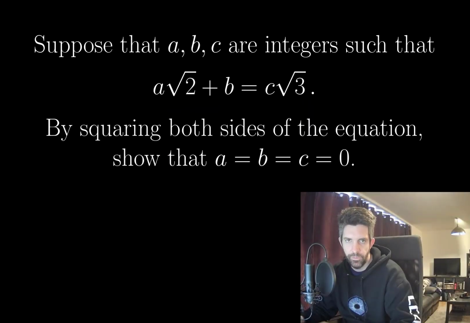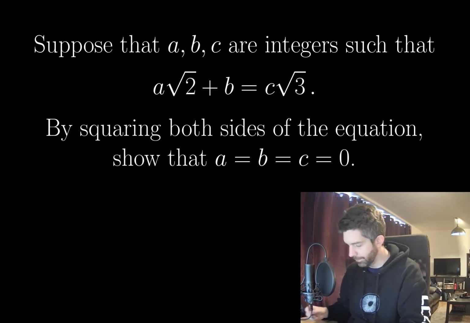Suppose that a, b, c are integers such that a root 2 plus b equals c root 3. By squaring both sides of the equation, show that a equals b equals c equals 0.